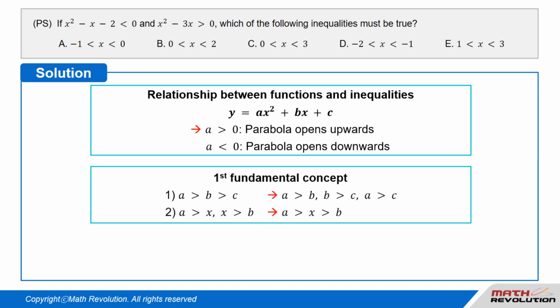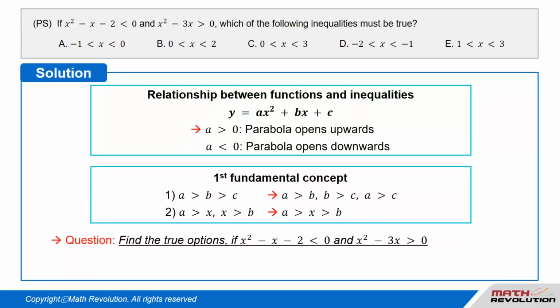The first fundamental concept in inequality. If a is greater than b, which is greater than c, then a is greater than b is greater than c, and a is greater than c. Also, if a is greater than x and x is greater than b, then a is greater than x, which is greater than b. We are required to find the inequalities given in the options.